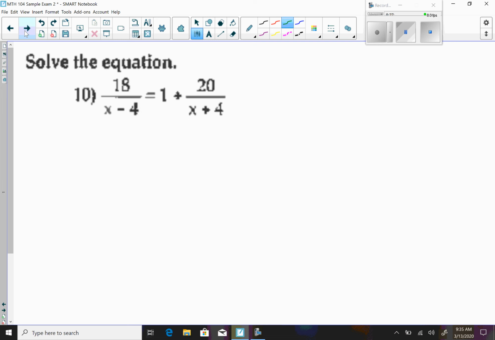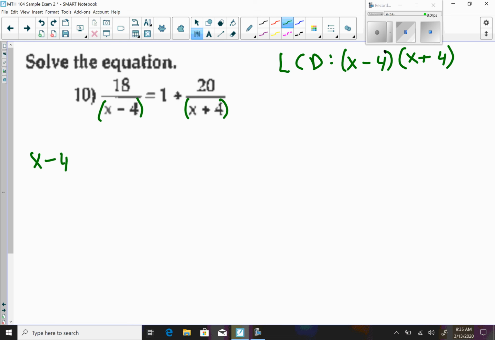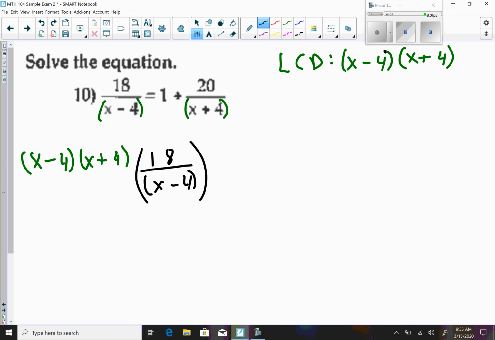Number 10 is an equation with some fractions where the least common denominator is this denominator, now in factored form, times this denominator. So we're going to multiply every term by the common denominator. We're going to take x minus 4 times x plus 4, multiply to the 18 over x minus 4. We can do this because we're going to multiply the other side of the equation by the same thing.